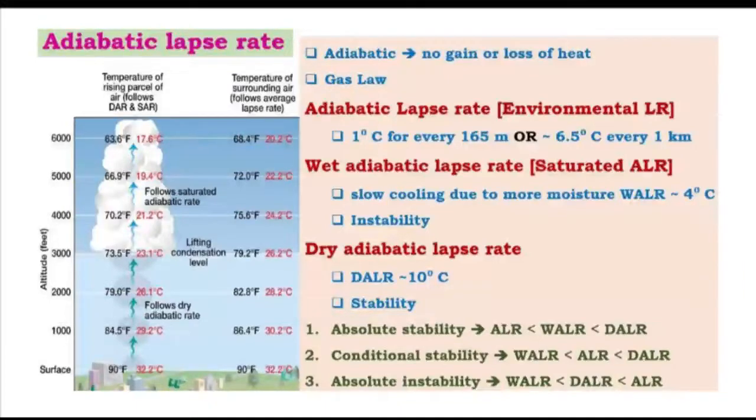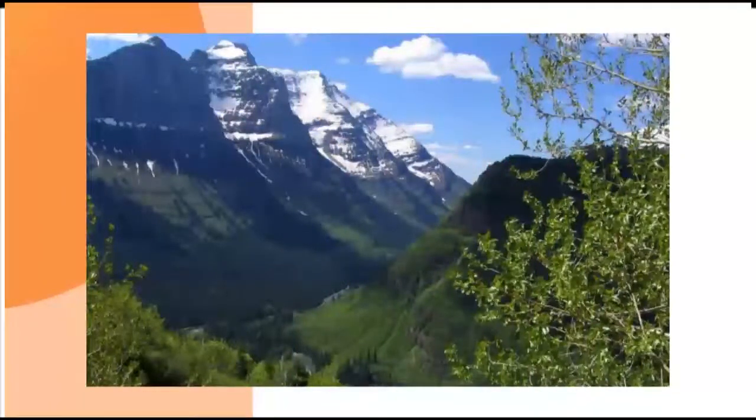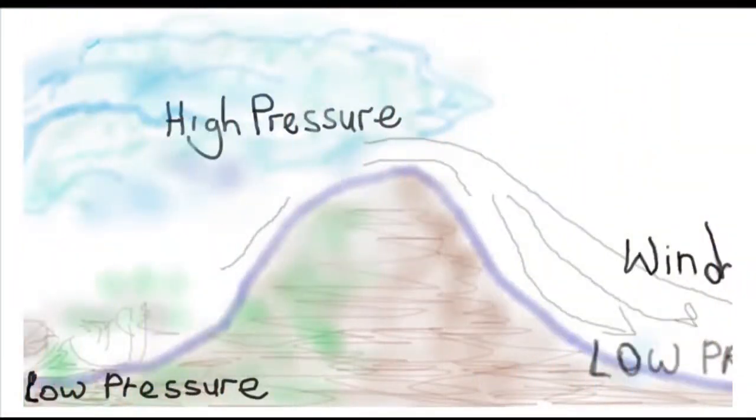With every 1000 meter movement upward, there is a 160 degrees Celsius loss of temperature. Moving downward to the base of the mountain, we have temperature inversion, which is the opposite of temperature lapse.